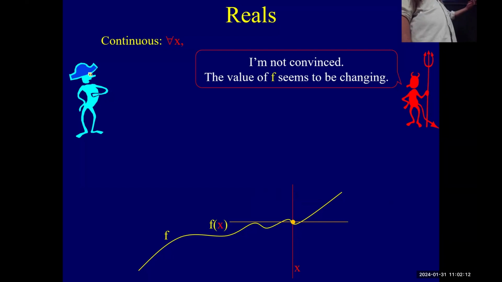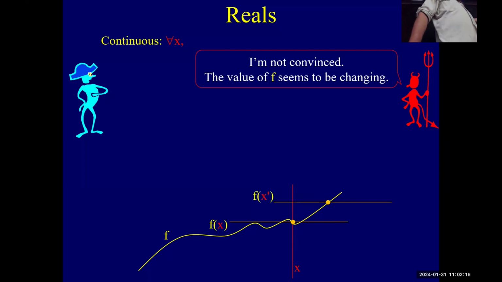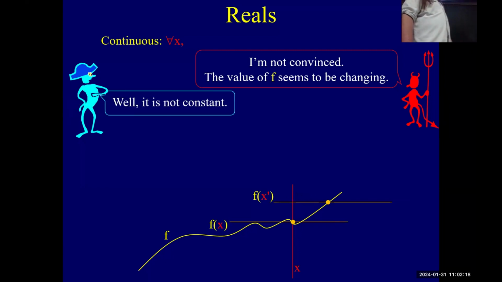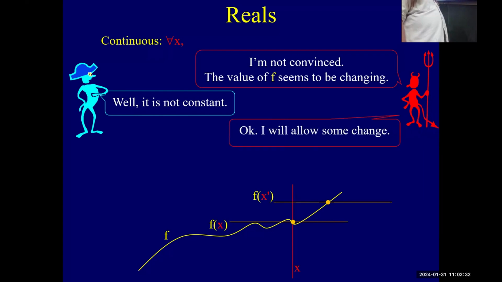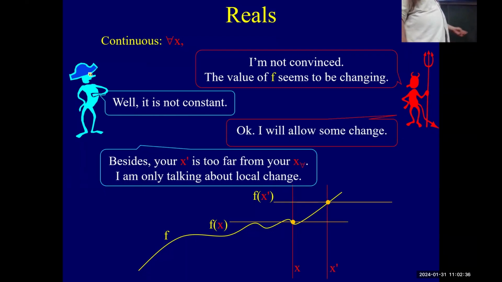Oh, here's the adversary still complaining. It says, look, it changed, right? And we can say, yeah, but if it never changed, it would be a constant. The function would be constant, and it's not constant, right? It does change, right? So we need to allow some change.